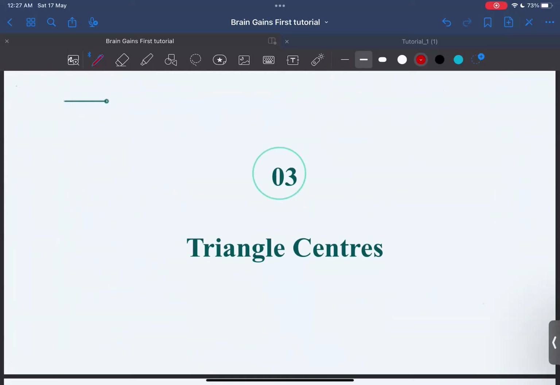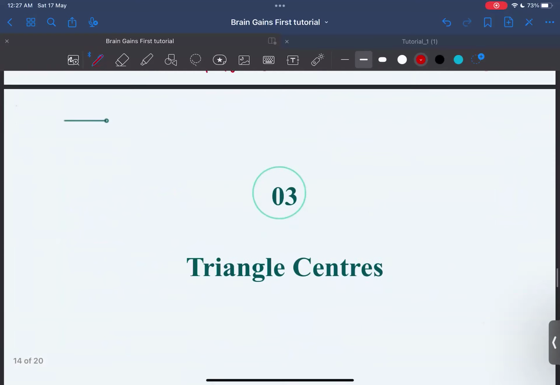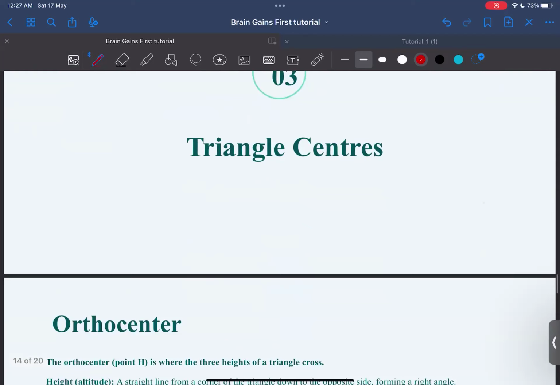Okay, and then third section, we're just going to be talking about triangle centers. I think triangle centers is a bit harder than what we've discussed. But we're just going to be talking about some of them generally, so we won't be going into too much detail, but we'll see how that goes. Okay, and if anyone has any questions, just shout out and let me know.